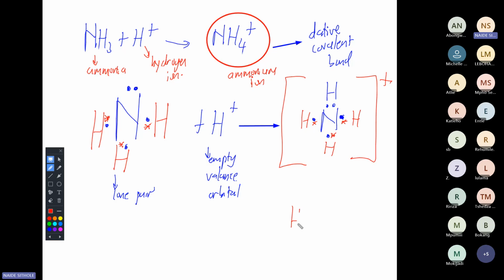This one is called H3O plus, we spoke about it in acids and bases. Hydronium ion. So those are the two dative covalent bonds you will see. It's either this or that. That's it, there is no other.